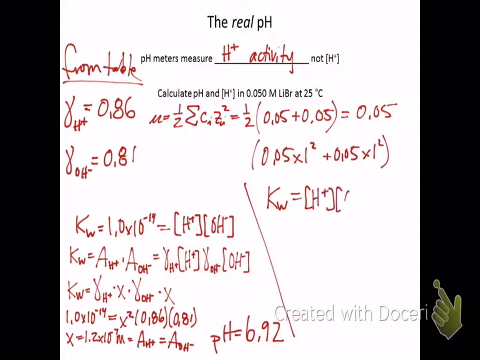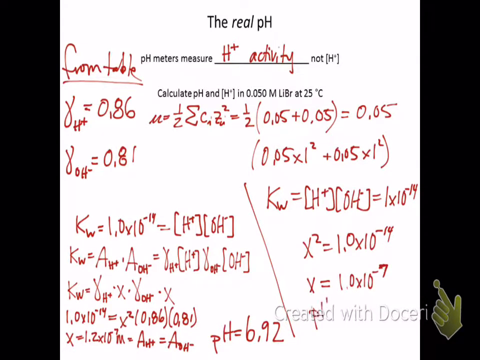We also know that H plus and OH minus are equal to one another. So when we've done that, now we set those equal, we solve for X, and we see that X is equal to 1.2 times 10 to the negative 7th. That's the activity of H plus and OH minus. If I take the negative log of that, I end up with pH equal to 6.92.